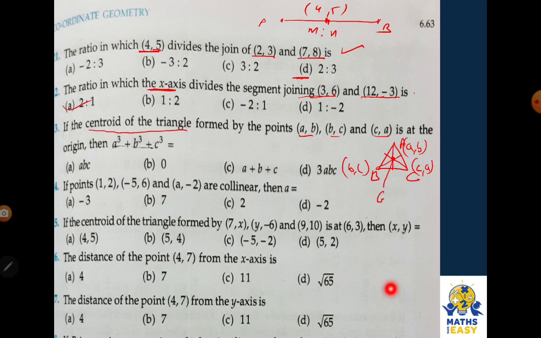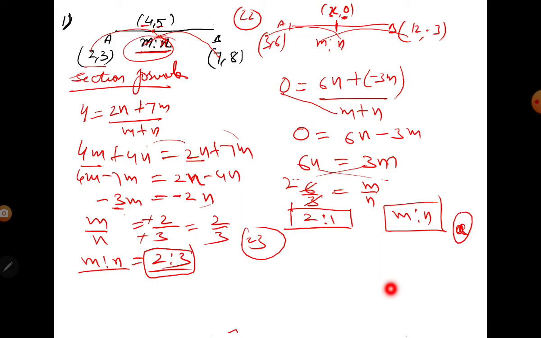So that point is origin. Let this point be G, and its coordinates will be 0, 0 because it's given as origin. Then you have to prove what A cube, B cube and C cube will be. That you have to prove. Now we know the 3 coordinates of the triangle ABC, AB, BC and CA. We have to find the centroid. Centroid is where all the medians meet. That is 0, 0.